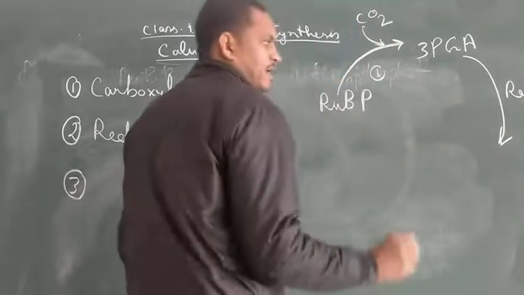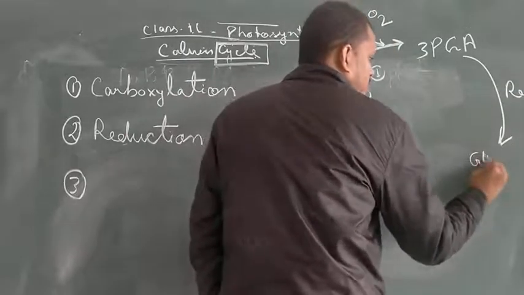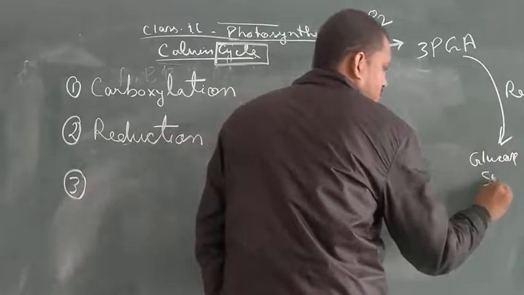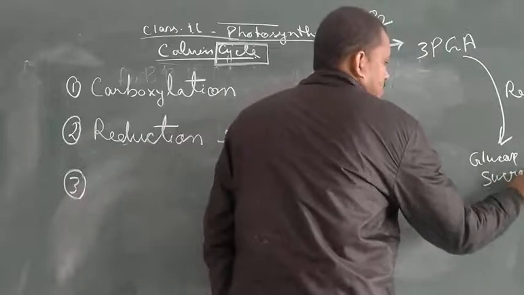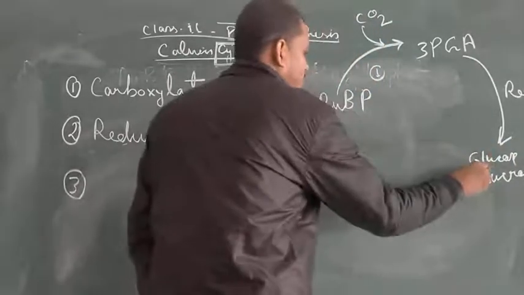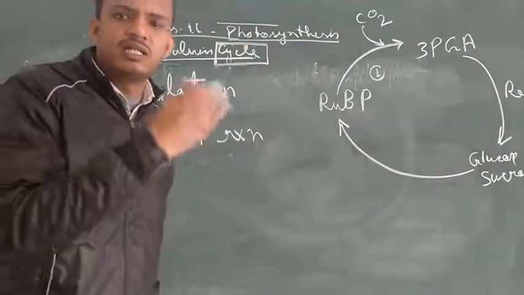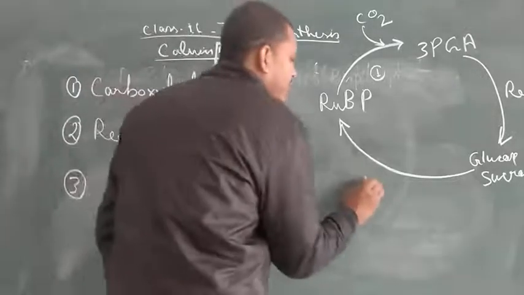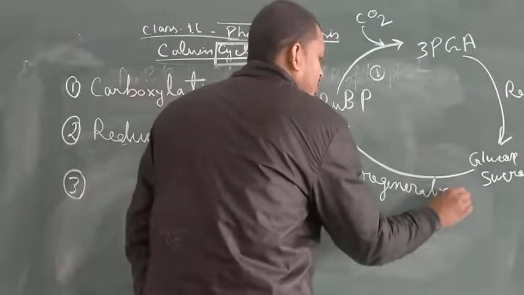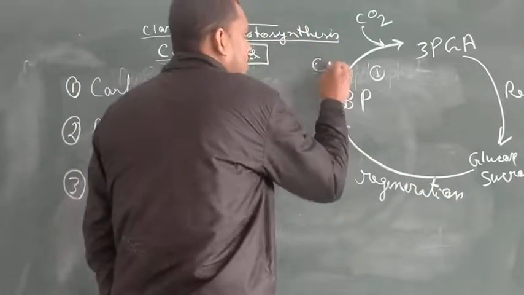Undergoes the process of reduction, and during the reduction, your what? Glucose. Yes, or sucrose. Your product, the required product, is formed, and after its formation, the RUBP again needs to be reformed. Then only will the cycle continue. That is regeneration. Regeneration of this RUBP takes place, and this one is your carboxylation.